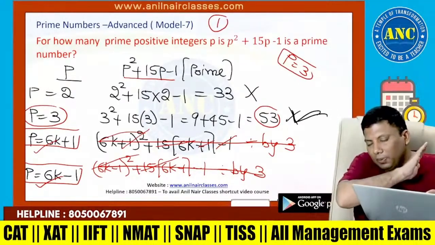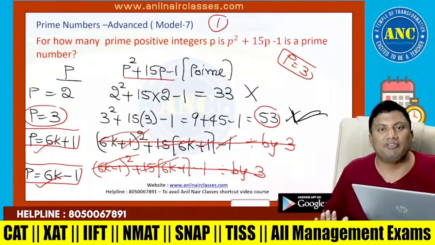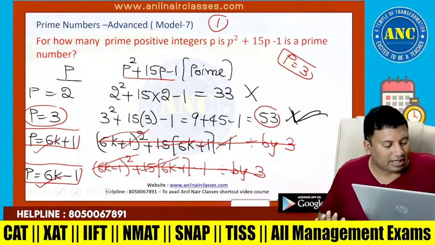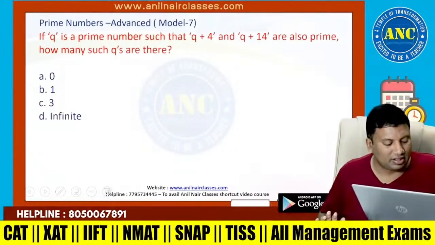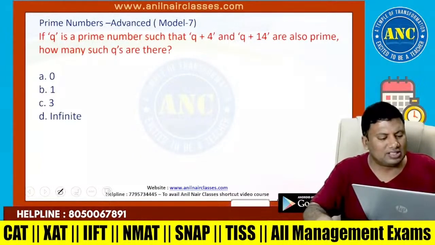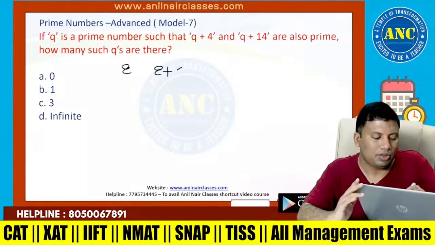One subtopic, all the models will be cleared so that you will not find it difficult to write mocks and therefore the CAT examination. Model number 7. This we have already seen, because it's a previous year examination question. We can solve it. Q, Q plus 4, Q plus 14.